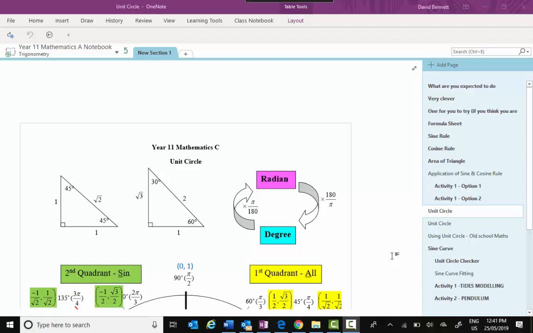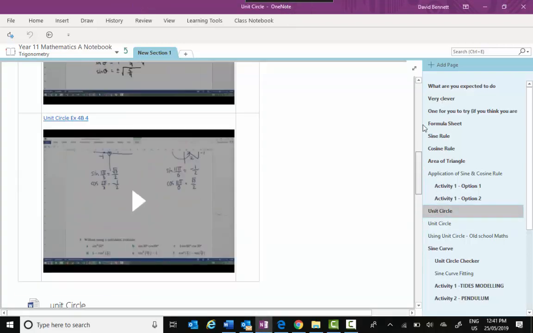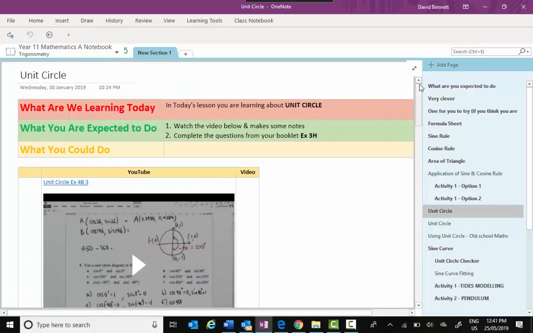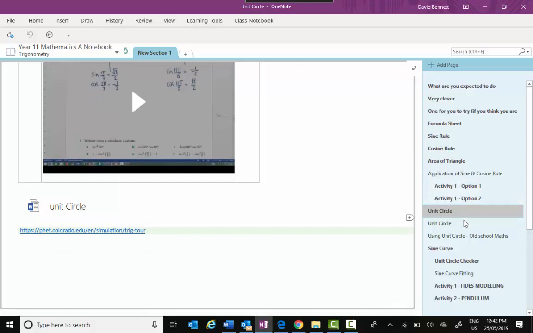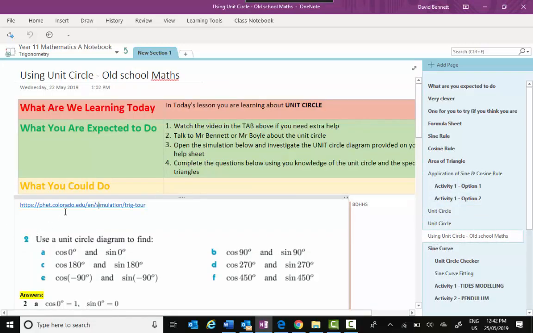Hi everybody, I'm just going to go through the unit circle stuff as quickly as I can. So if you come into your OneNote, into the first tab here, there are some videos that go through a little bit more detail. If you come down to the using the unit circle section, there is a nice little link there.